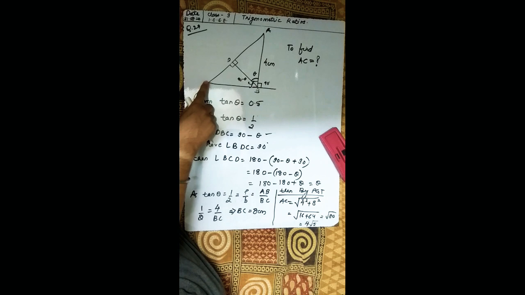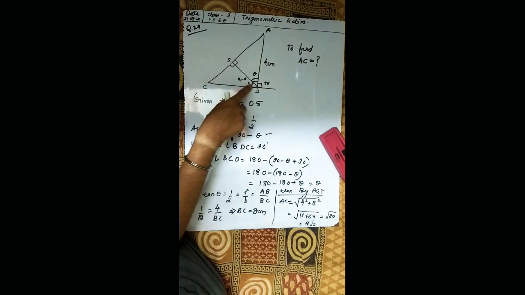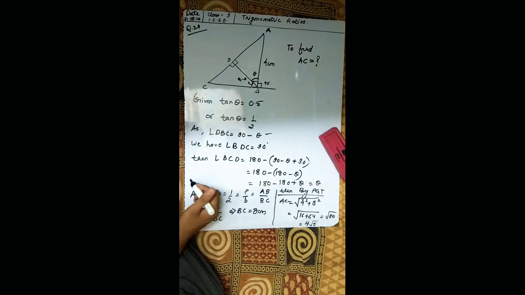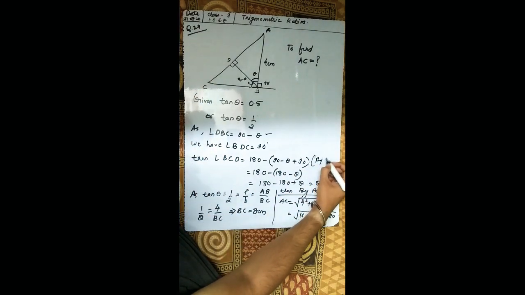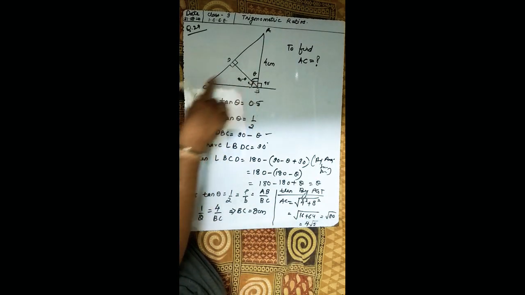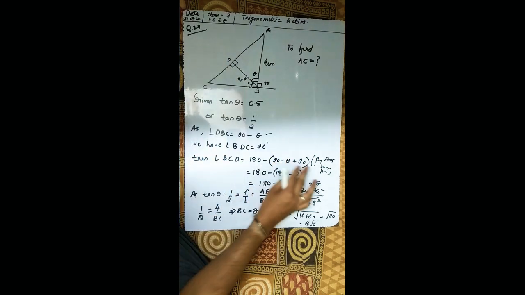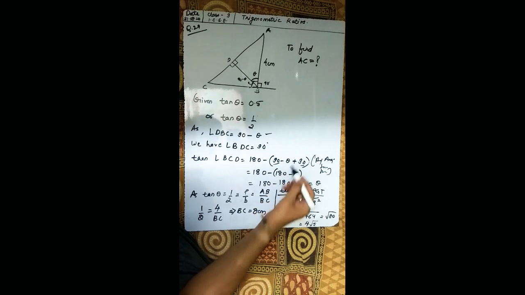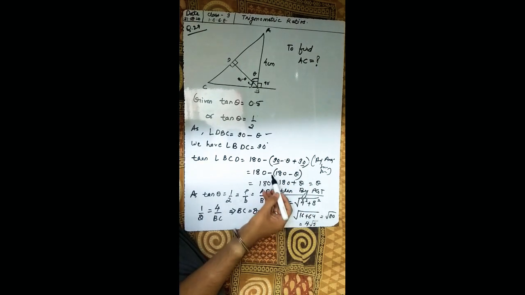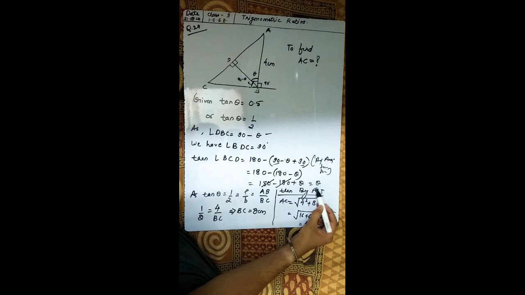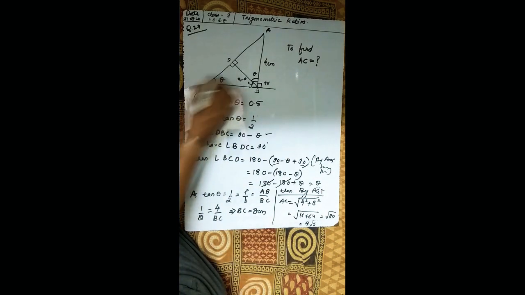So can we find BCD in this triangle? If you have this as 90 minus theta, and this is 90 degrees, then how can we find this? By angle sum property. So by angle sum property, angle BCD will be 180 minus this plus this. First of all, this 90 plus 90 will become 180 minus theta, and when you introduce this minus sign in the bracket, 180 minus 180 plus theta, 180 and 180 cancel, you get theta as the answer. That means this is also theta.